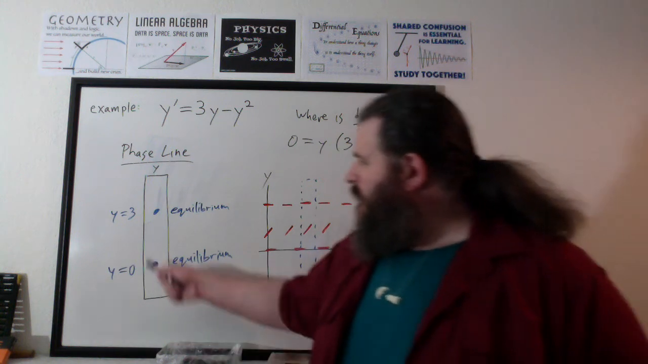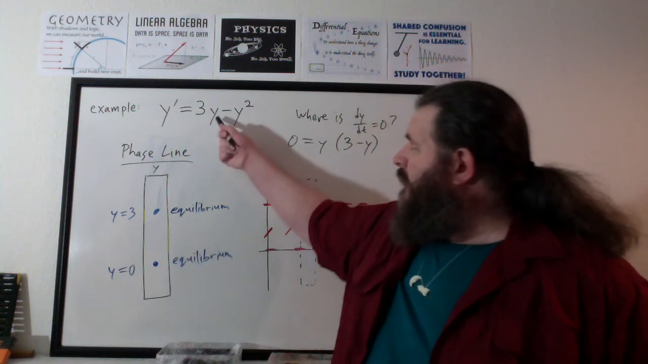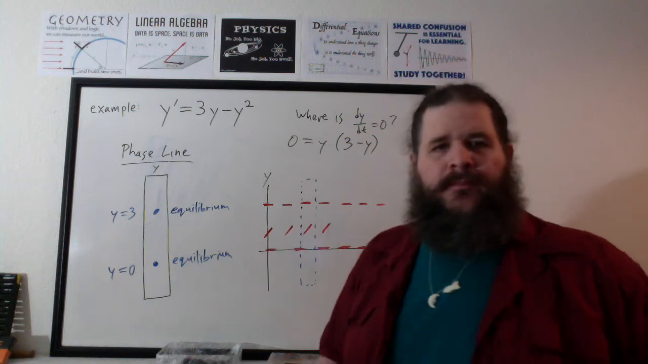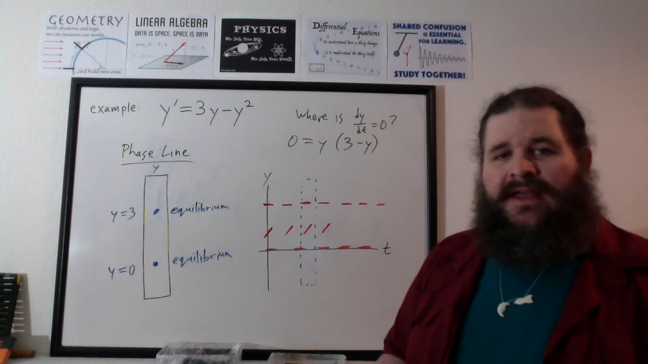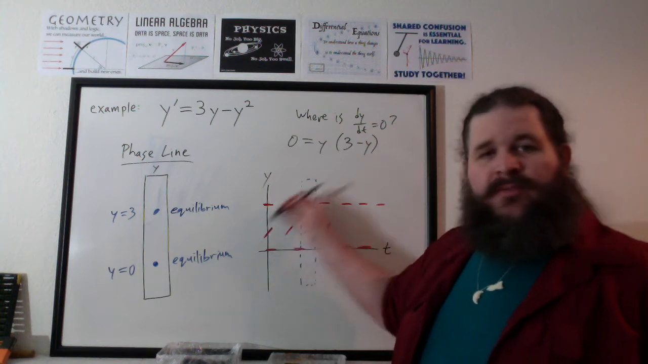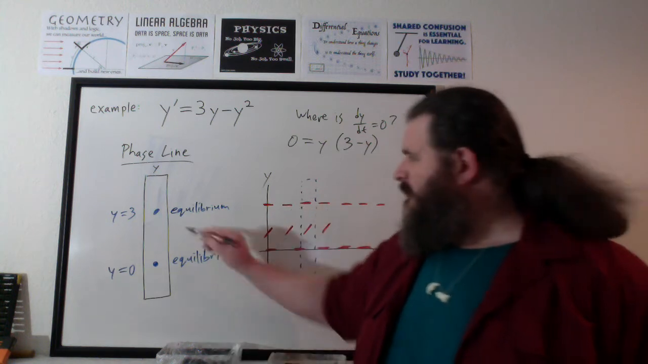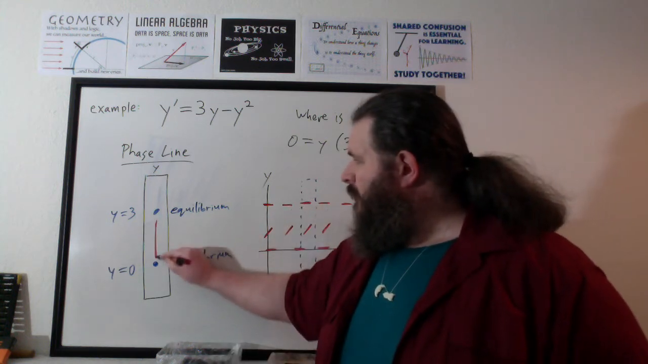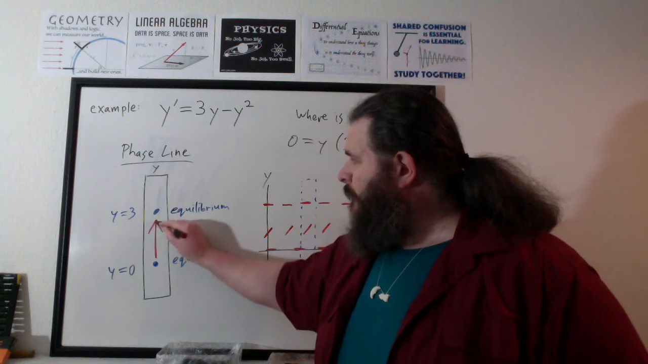But what we really care about also, not just where it's 0, but also what's happening in between. For example, let's say we substituted 1 for y. We already found that when y is 1, the slope is 2. We don't really care exactly the value, but the important thing is it's positive. In this in-between region, the slope is positive, so that means y is an increasing function. Between 0 and 3, we've got an increasing function.